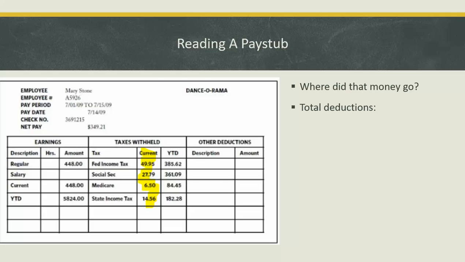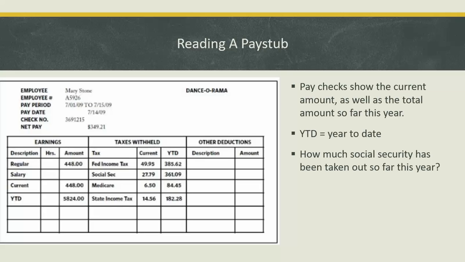Federal income tax, Social Security, Medicare, and state income tax. Let's find the total amount by adding those together. Adding up these deductions gives us a total of $98.79. If you remember from the last page, that was the difference between her gross pay and her take-home pay.